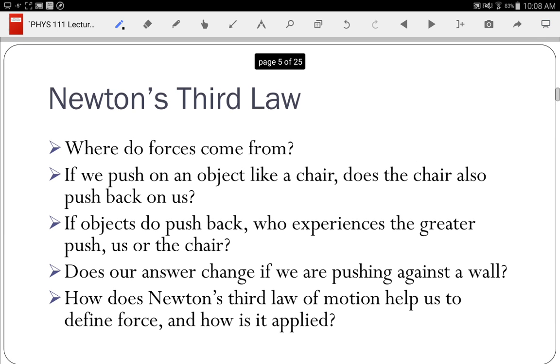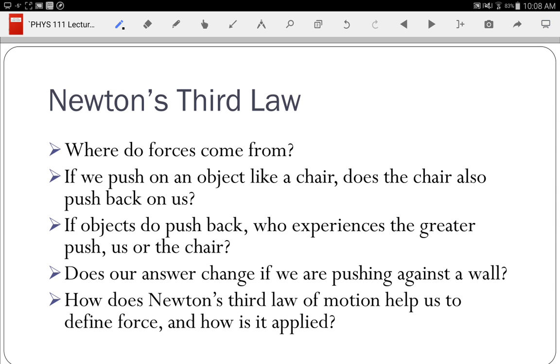Okay, a reminder of Newton's third law. Newton's third law: for every action, there's an equal and opposite reaction. The next slide says exactly that.